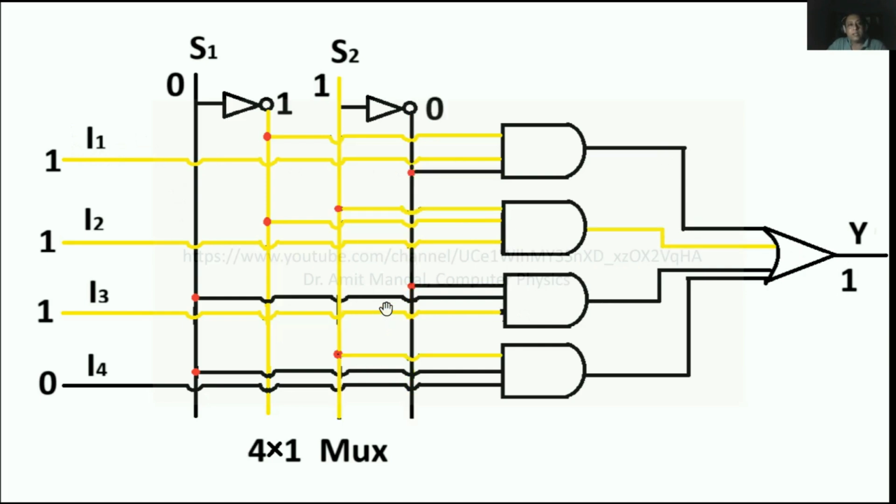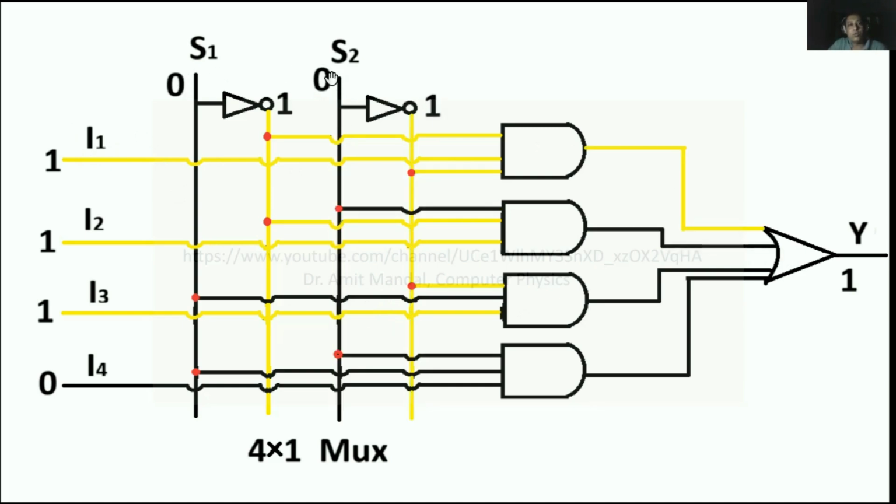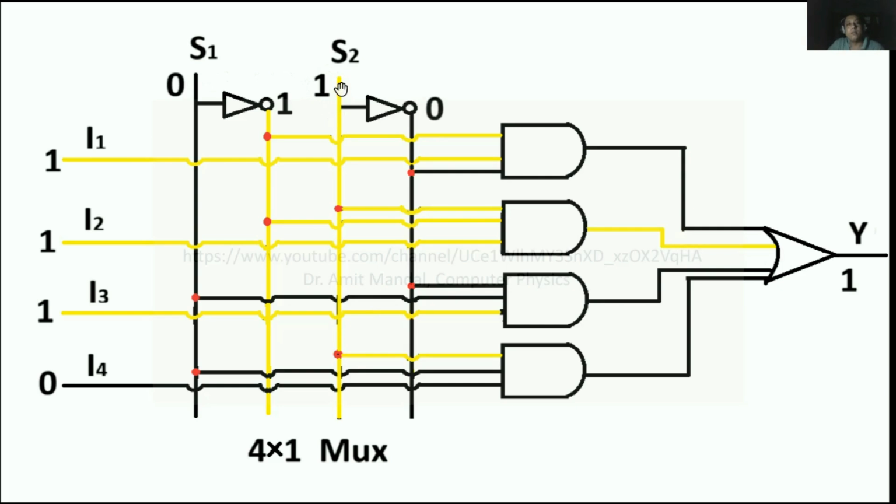Similarly, in case I change the selectors, earlier S2 was 0, now it is 1. In that case S2 NOT is 0. Now we can see that this second AND gate is getting all three inputs as 1, because the second AND gate is connected to S2 and S1 NOT, and I2 is 1. So ultimately from this second input line, we will obtain the ultimate output.